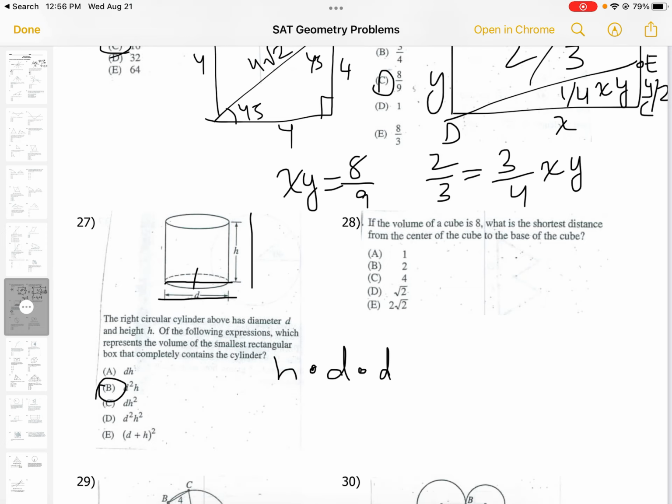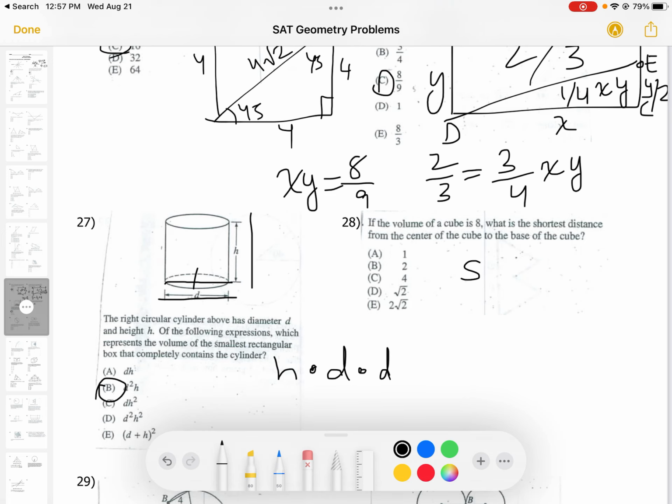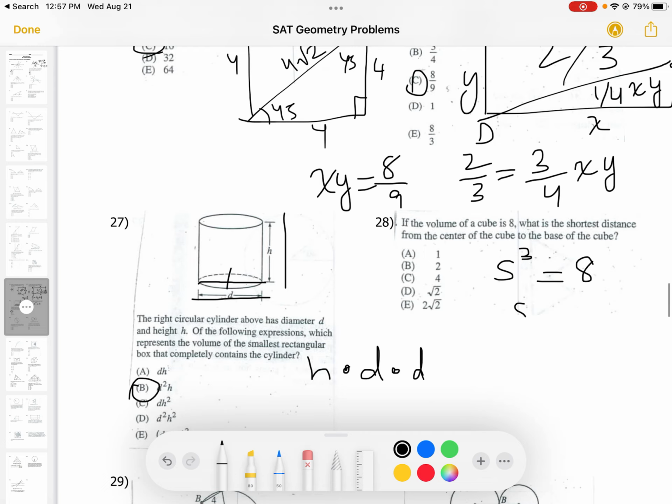Okay, if the volume of a cube is 8, what is the shortest distance from the center of the cube to the base of the cube? Okay, so immediately we can find the side length of the cube. We know the formula for the volume of a cube is s cubed, where s is its side length. S cubed is equal to 8, that means s is equal to 2.